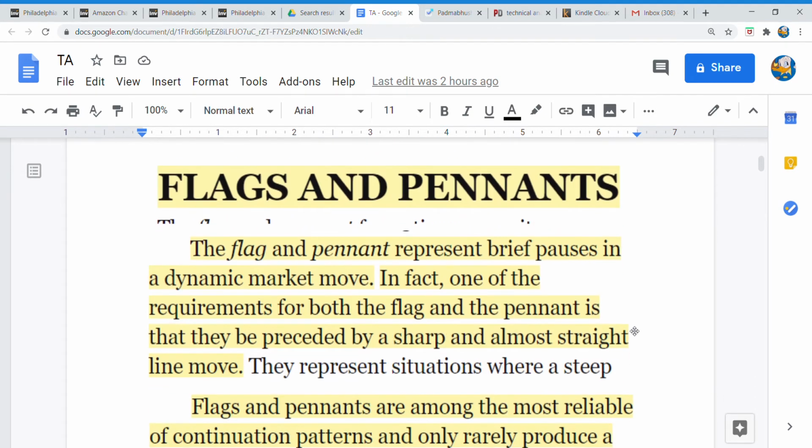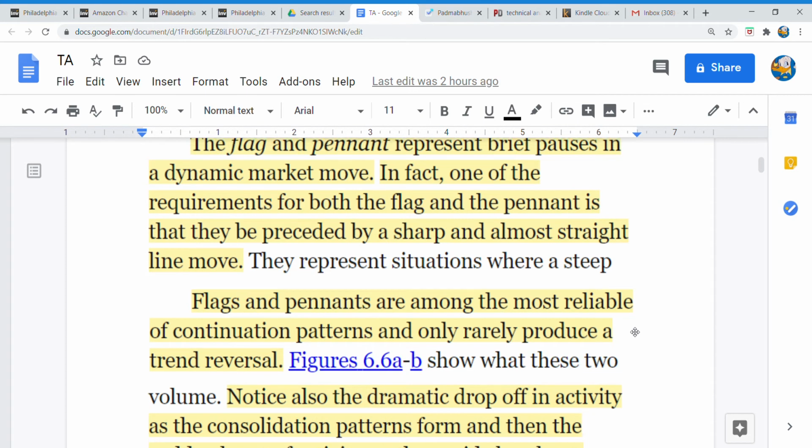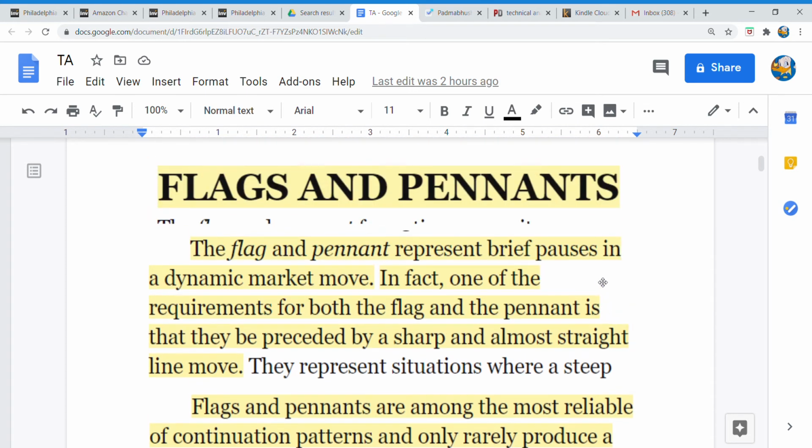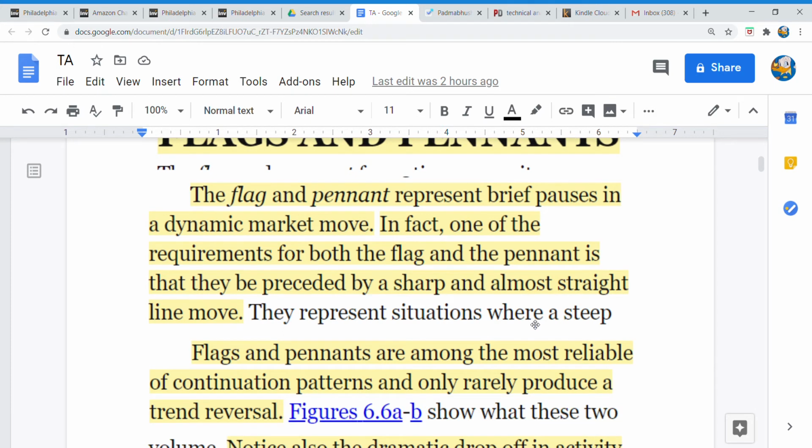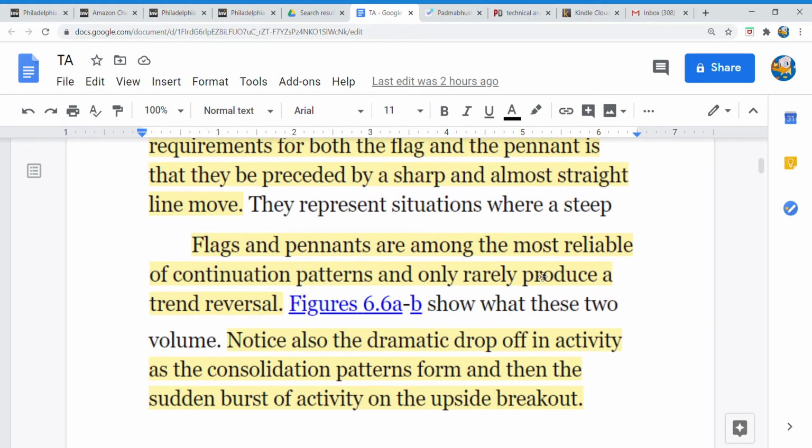Then flags and pennants. The flag and pennant represent brief pauses in a dynamic market move. In fact, one of the requirements for both flag and pennant is that they be preceded by a sharp and almost straight line move. Flags and pennants are among the most reliable of continuation patterns and only rarely produce a trend reversal.